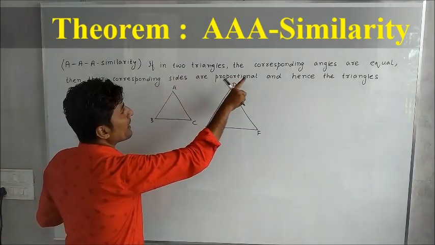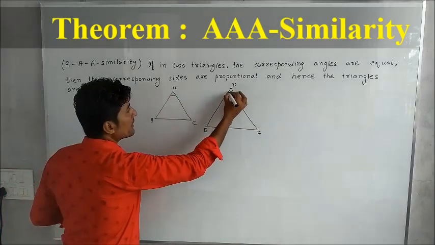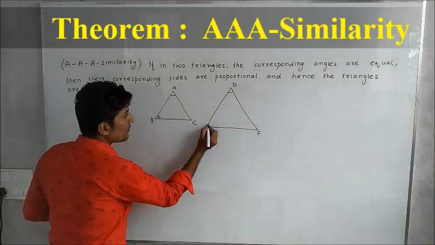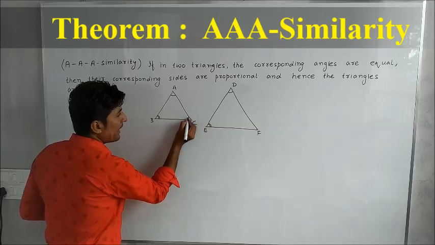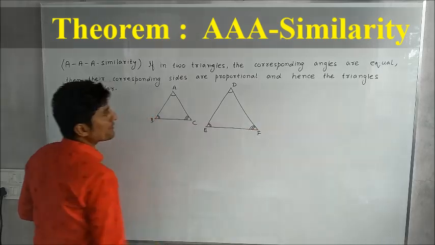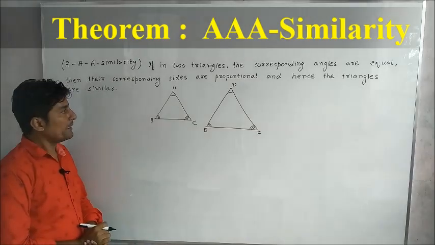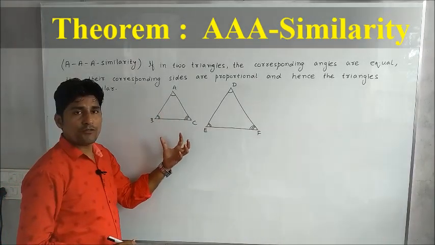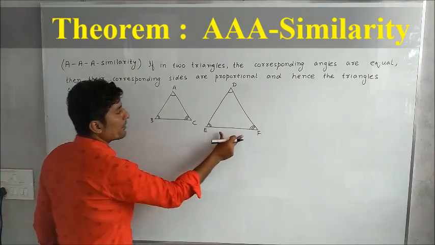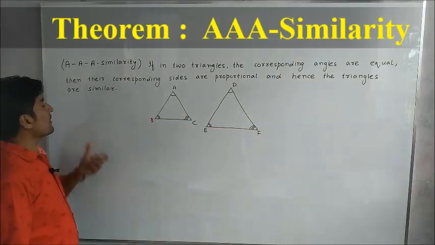Once again I am repeating the very first line. If in two triangles the corresponding angles are equal, meaning angle A of this triangle is equal to angle D of this triangle, angle B is equal to angle E, and angle C is equal to angle F, then their corresponding sides are proportional. That means AB upon DE equals BC upon EF equals AC upon DF. Hence, the triangles are similar.